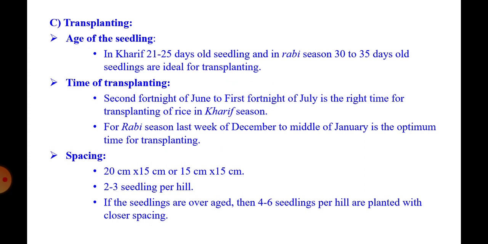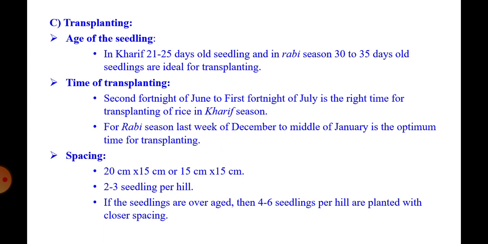Time of transplanting. Second fortnight of June to first fortnight of July is the right time for transplanting of rice in Kharif season, while for Rabi season, the last week of December to middle of January is the optimum time for transplanting.